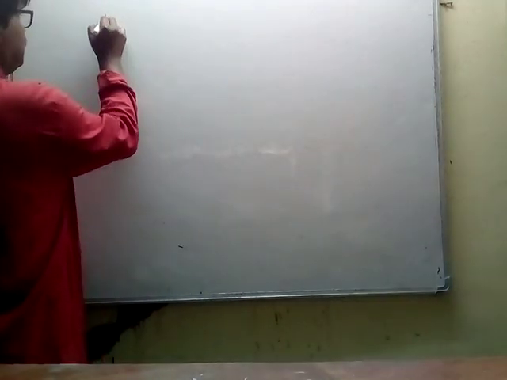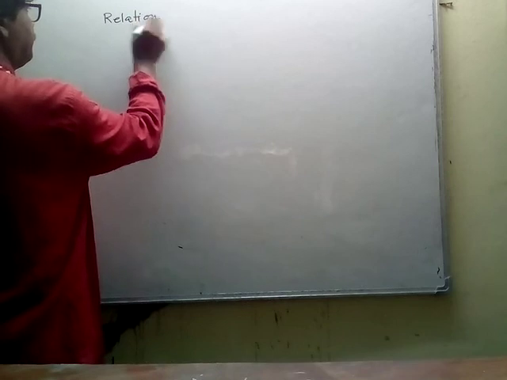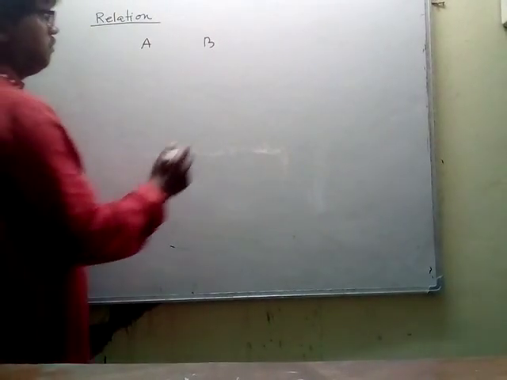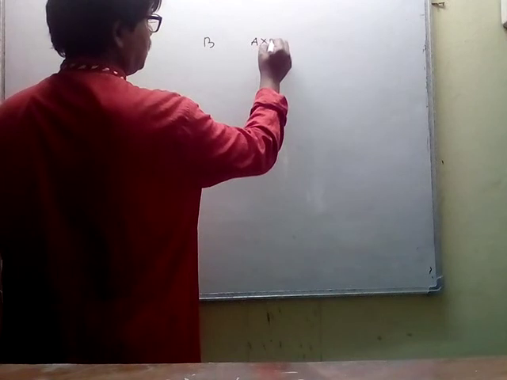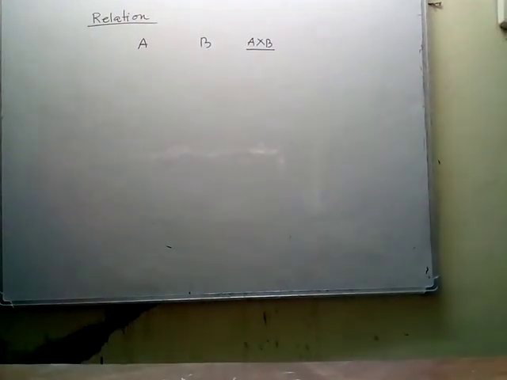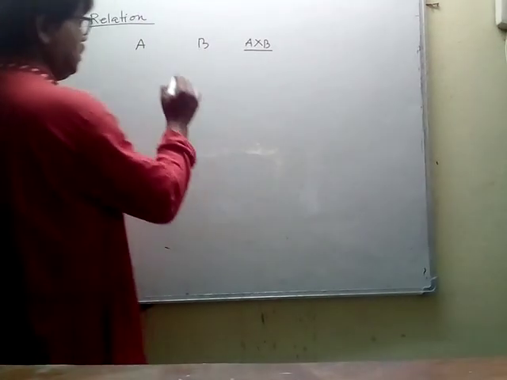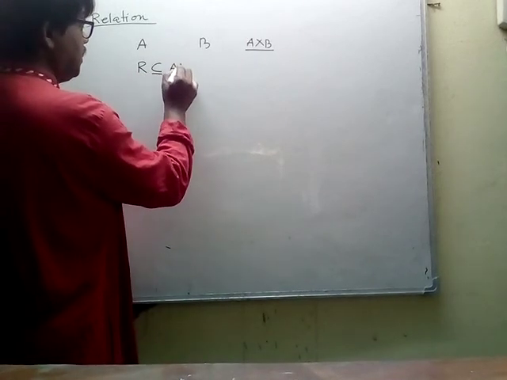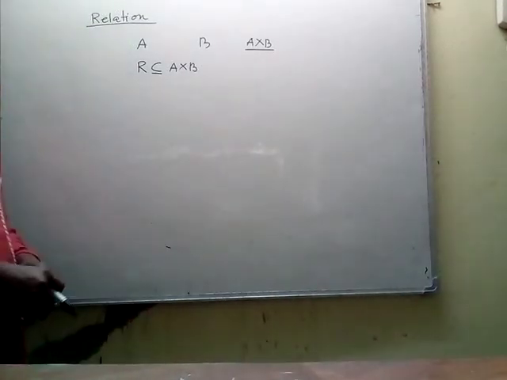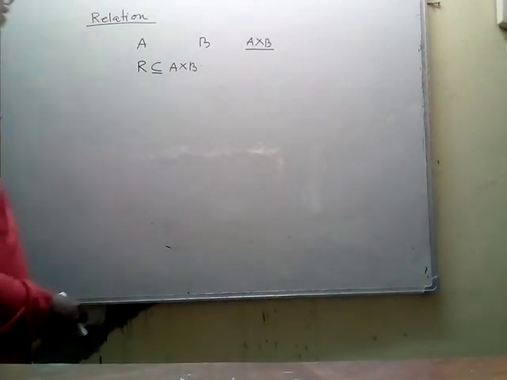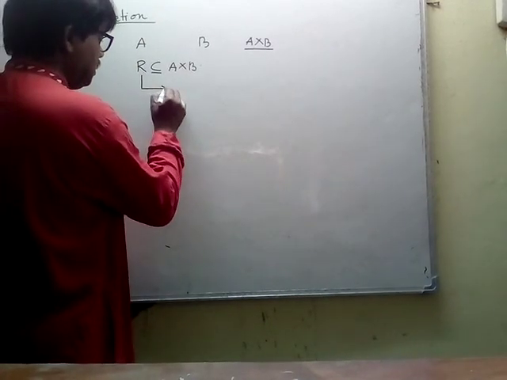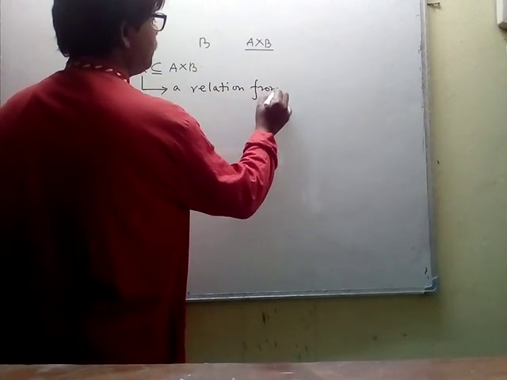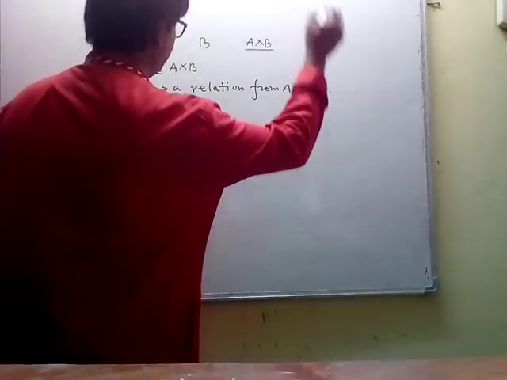Now relation. Suppose A and B are two non-null sets, then A cross B is the Cartesian product of A and B. Now let R be a subset of A cross B. Then R is said to be a relation from the set A to the set B.